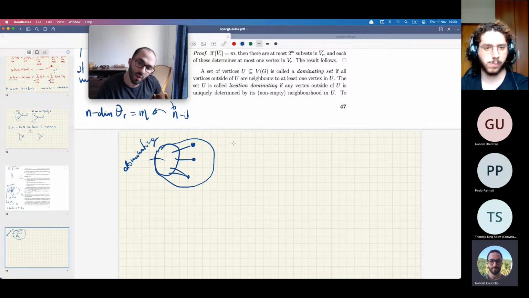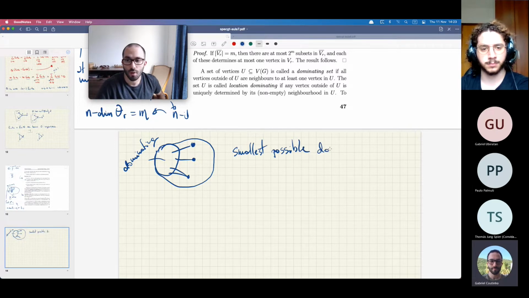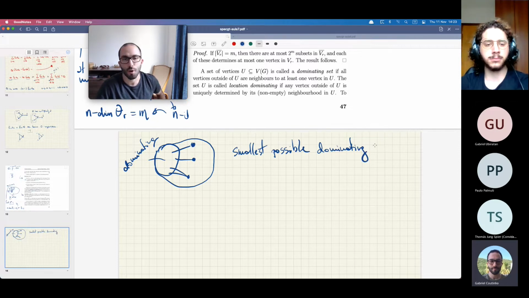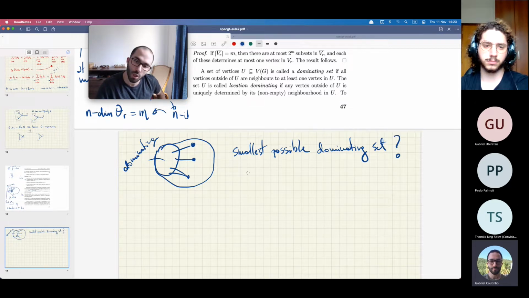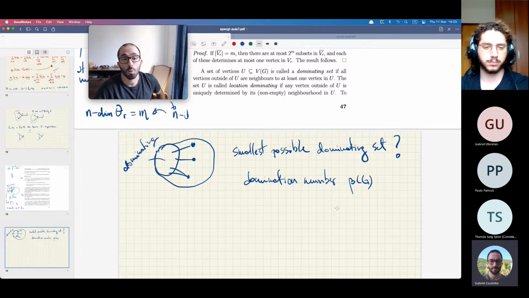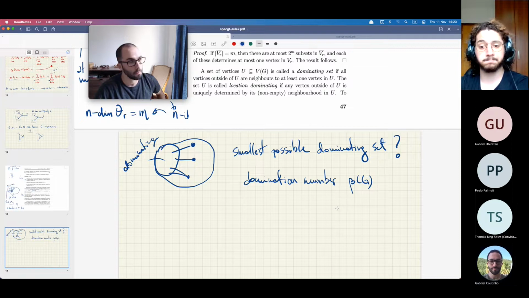So typically you want to find the smallest possible dominating set, because of course, if you pick all vertices, they form a dominating set. So this is called the domination number, the smallest possible dominating set, typically denoted beta of G. And guess what? It is NP hard to compute it.